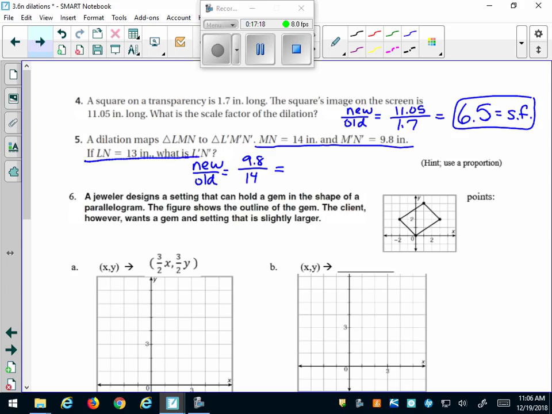Now let's look at the LNs. Which one is new? L prime, N prime is what is new, right? And that's what we're looking for. So we're going to make that our X. And the old is 13, right? So that goes on the bottom because it's the original. All right, again, now we can cross multiply. 9.8 times 13 equals, don't forget when you cross multiply, you set them equal to each other, 14x. And then you're going to solve for x, and you're going to get 9.1 inches. Does that make sense? Just always think new over old, new over old, new over old, okay?